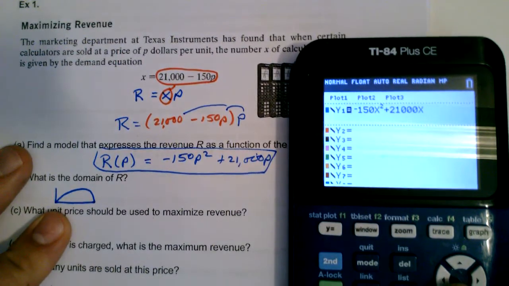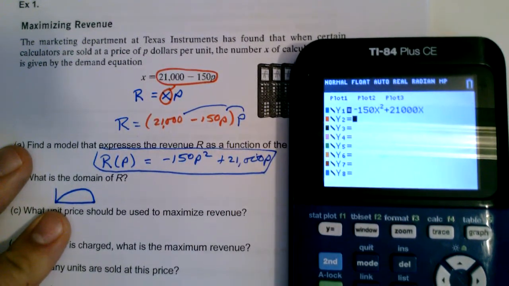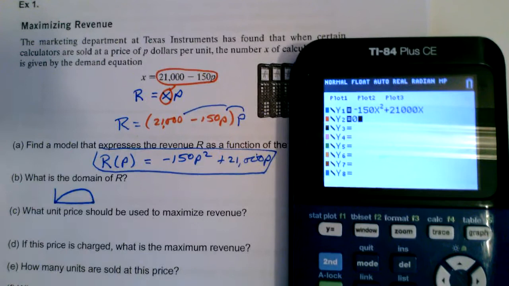Okay. I also want y2 to be 0. Again, that's going to be my x-axis. We're going to probably need that, so let's go ahead and graph that. So I have negative 150 x squared plus 21,000. Make sure you have the right amount of zeros. There's 3 zeros there. And don't forget the x at the end. And then I have y2 is 0.